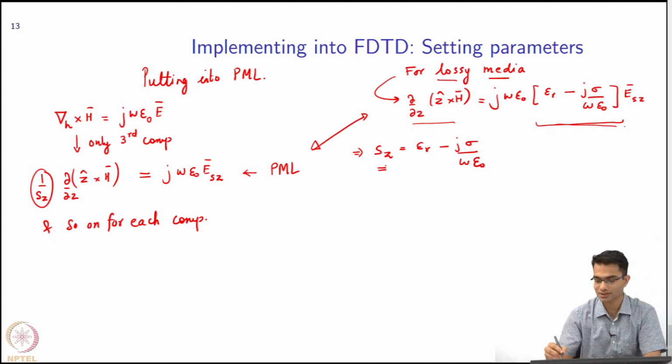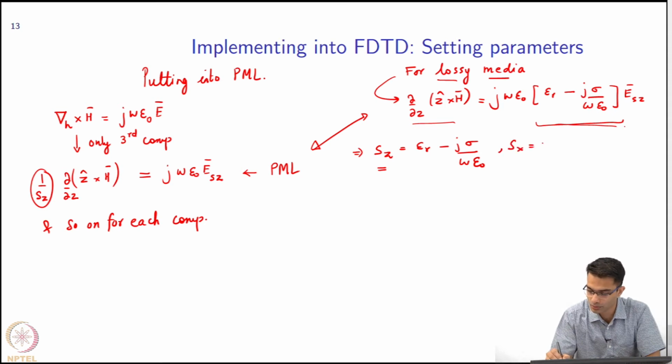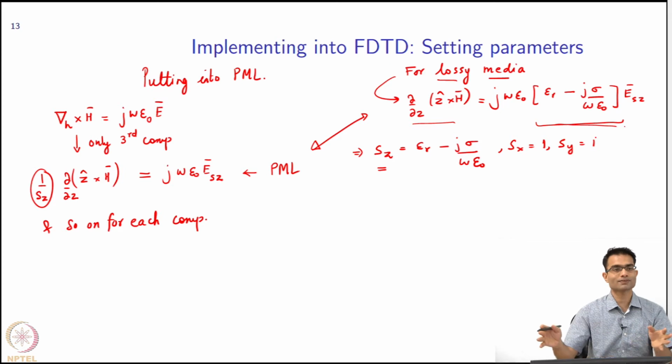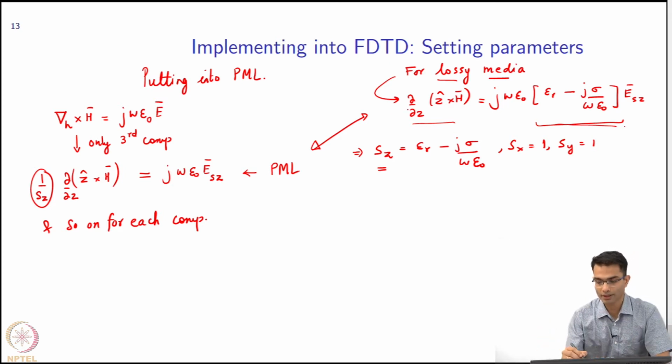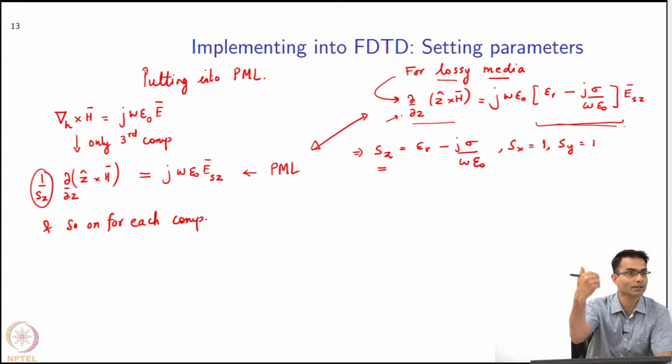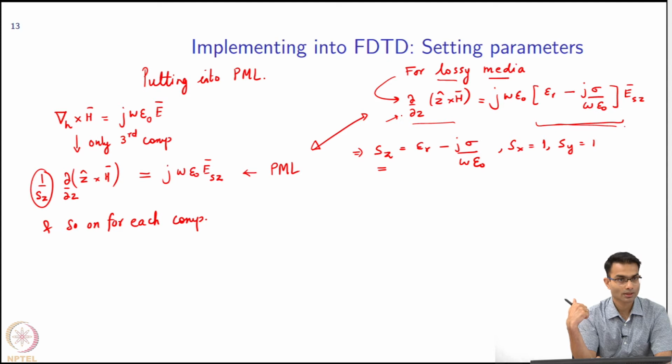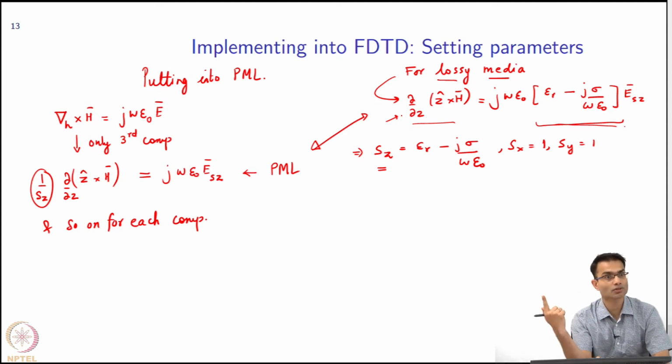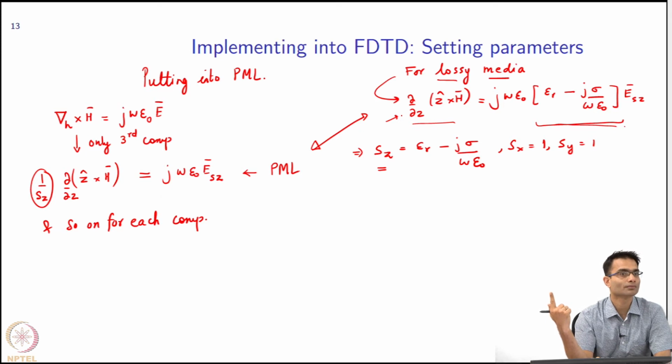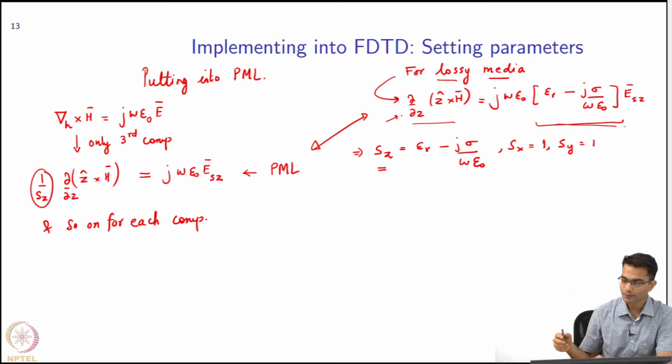So that's the difference. Let me write it over here. Sx is equal to 1, Sy is equal to 1. If all of these were the same, then I am right. And remember, what I have written here is only for the z component. When I look at the d by dx term, what will I get over there? Sx will be there, which is 1. So that interpretation is not of a lossy media.